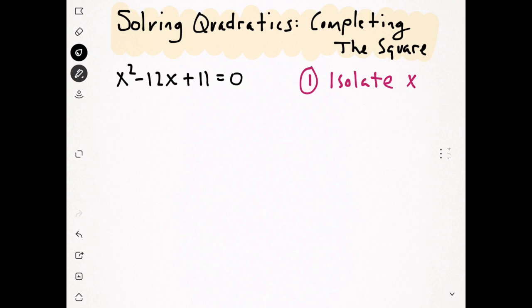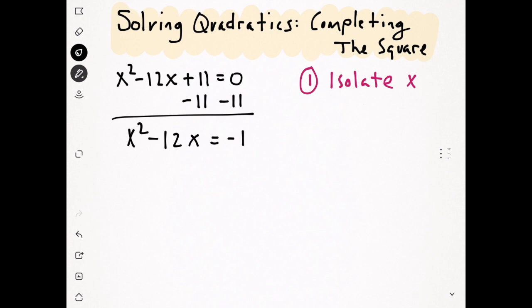And the first thing that we want to do when we're completing the square is we want to isolate all of the x terms in the equation. So we simply just want to subtract 11 from both sides of the equation. And when we do so, we end up with x squared minus 12x equals negative 11.